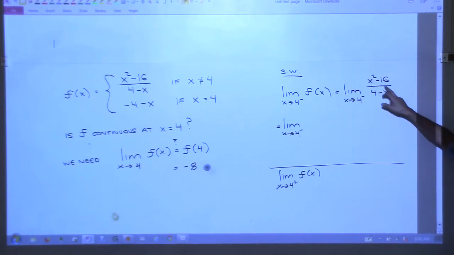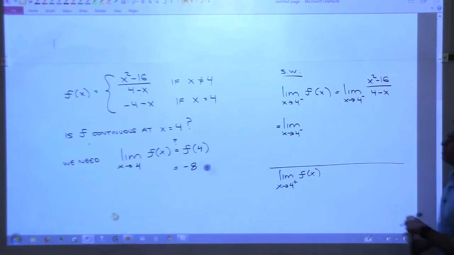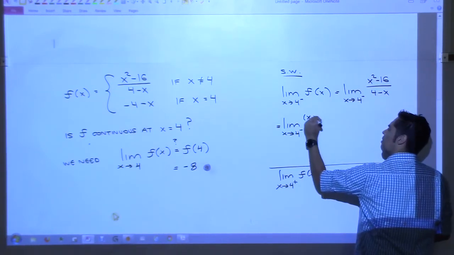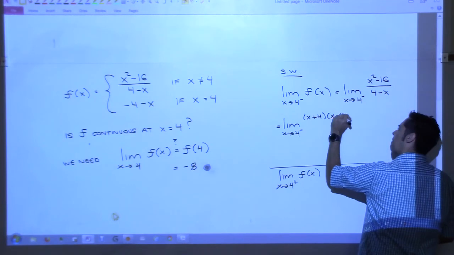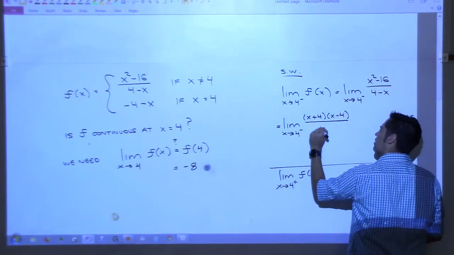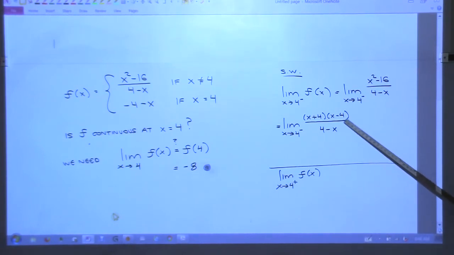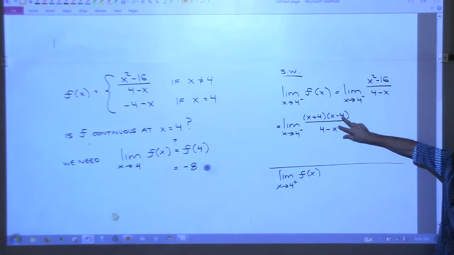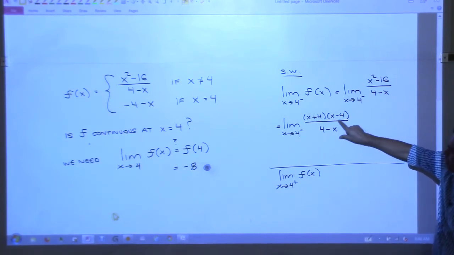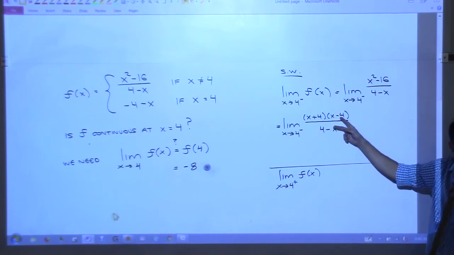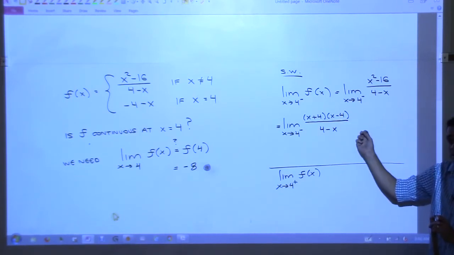Numerator is a difference of squares, right? So let's realize that that's x plus 4 times x minus 4 over 4 minus x. Be real careful here. Now what? Yeah, these almost cancel, right? These two almost cancel. This one is positive x, this one's negative x, this one's negative 4, this is positive 4. These two factors are off by a sign. So I can factor a negative out.